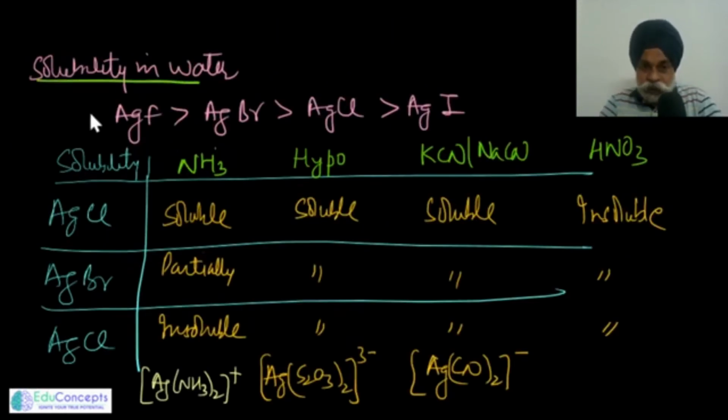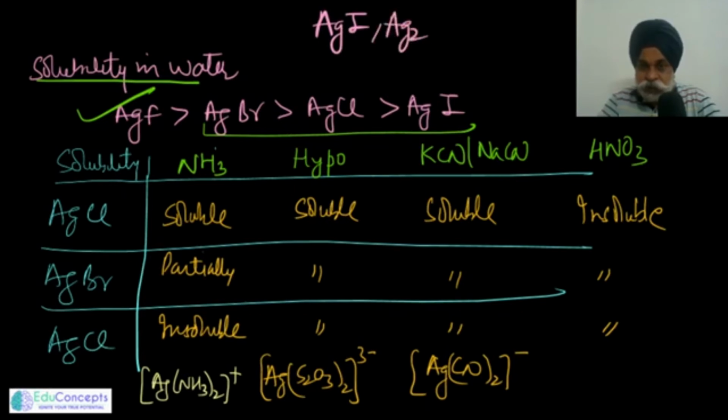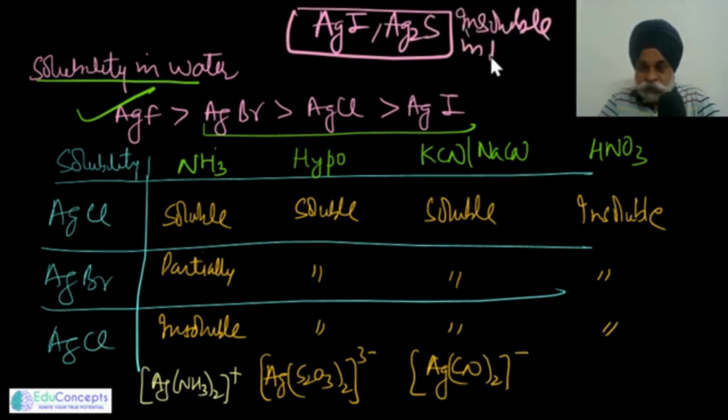So solubility in water is correct. AgF is maximum soluble, and all of these would not be as soluble as AgF is. And regarding solubility of all of these in ammonia in special, here I should mark that there are two compounds, AgI and Ag2S. These are insoluble in ammonia. Always remember, or ammonium hydroxide. So this is AgI. So this is insoluble, and these would be considered as soluble.